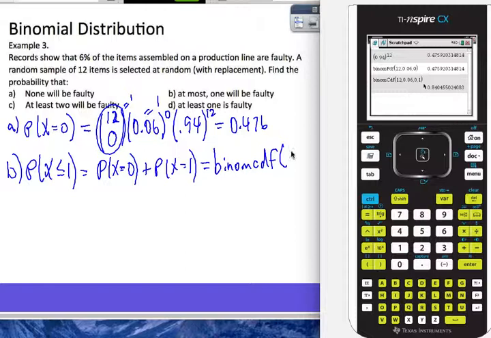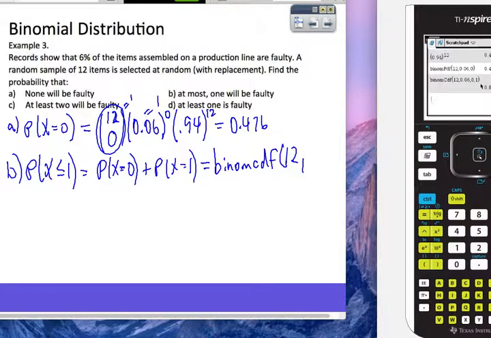But again, the entry here was 12, comma 0.06, comma 0, comma 1. Again, you don't have to enter that. The calculator does that automatically when you put in the inputs.